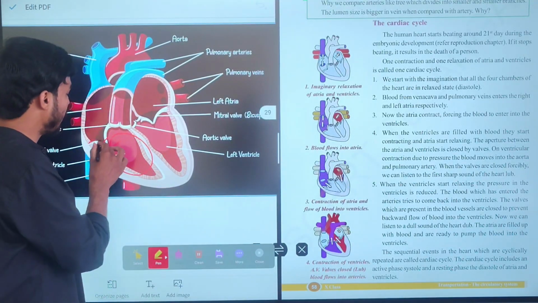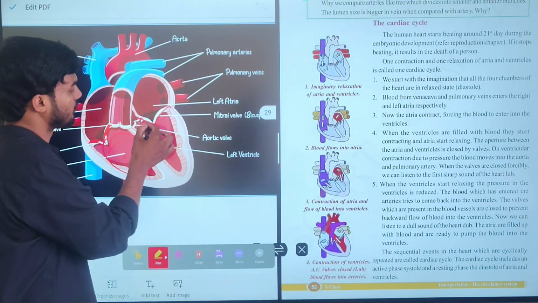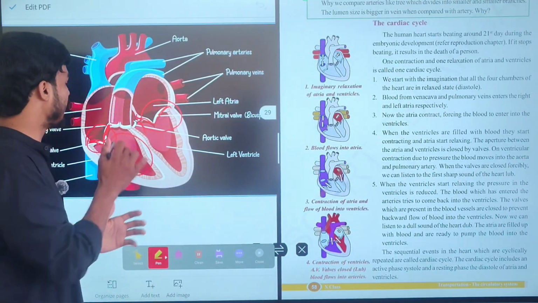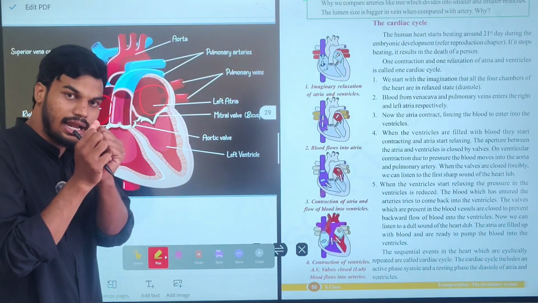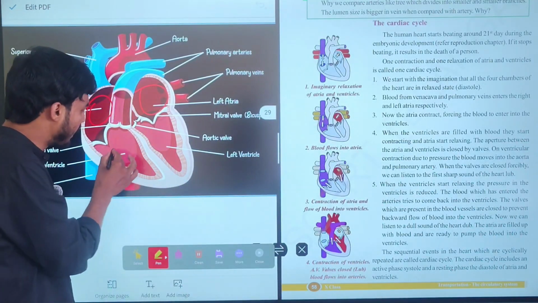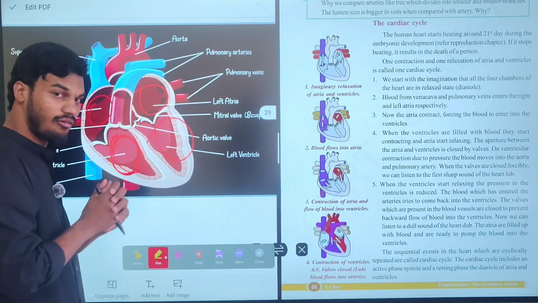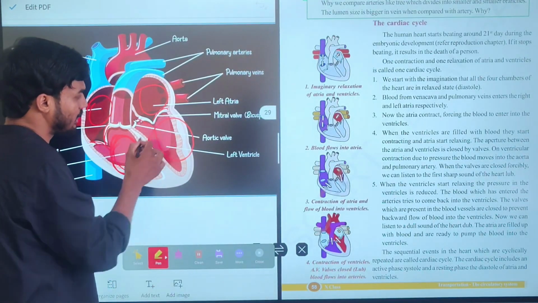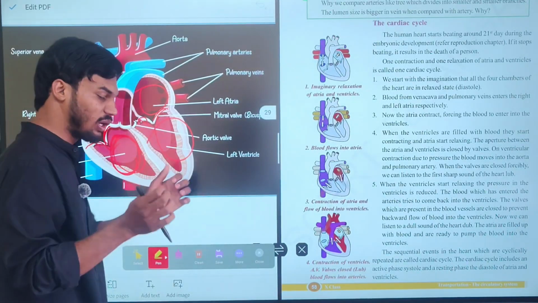After entering, the valves start closing. This is the tricuspid valve and the bicuspid valve. Simply listen: whenever the blood enters through the forceful contraction of the atria, the deoxygenated blood enters the right ventricle and the oxygenated blood enters the left ventricle. After the blood enters the ventricles, the tricuspid and bicuspid valves close.